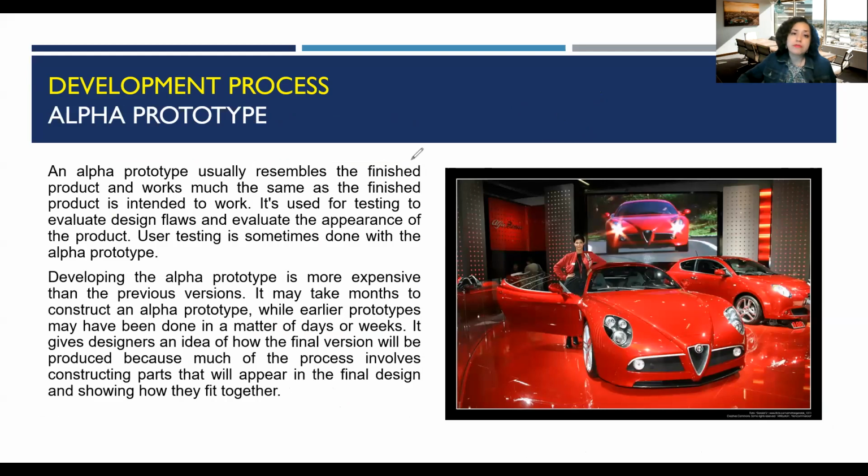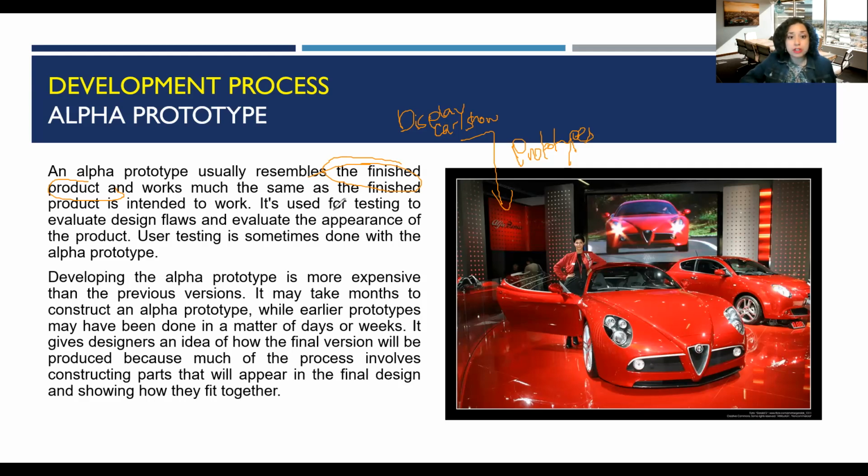So let's see the definition for the alpha prototype. It usually resembles the finished product and works much the same as the finished product, or how it is intended to work. What you're seeing here is from a car show, which is only for display. Usually on these displays, they're only showing prototypes. What they do here is try to gather information from the customers. The customers can even test drive those cars. And the important part is to get feedback from the customer.